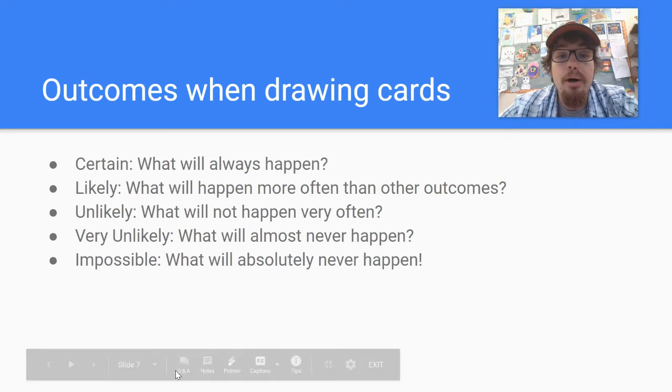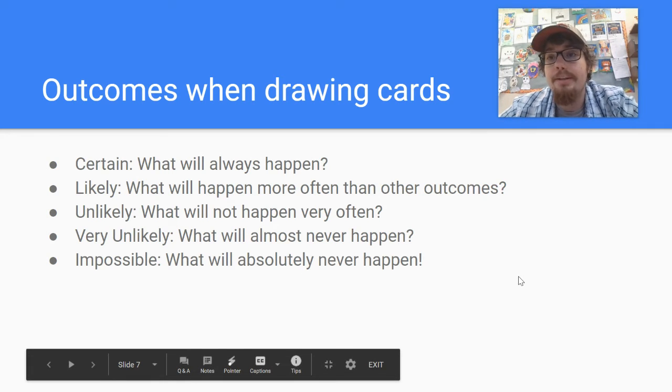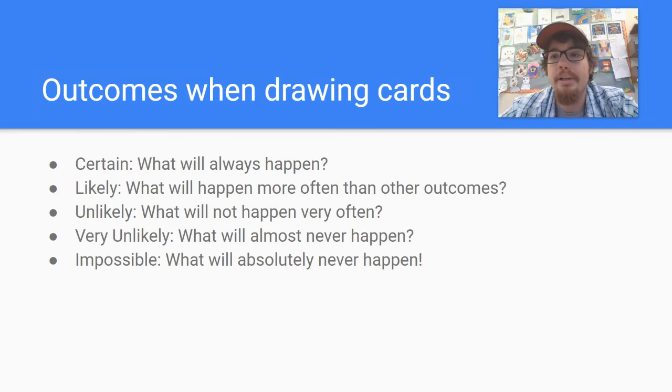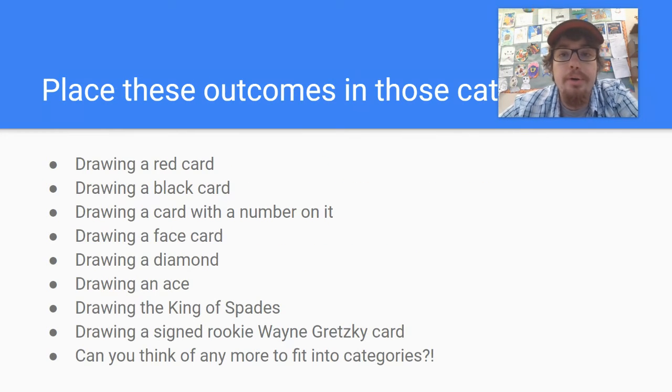And finally, impossible. So it will absolutely never happen. This is where we can be a little silly with it. Try to think of things like you draw a card and something completely different happens. You don't get a normal card. So I'm going to give you some to start, but I'm hoping that you guys can also think of some on your own. So here we go.